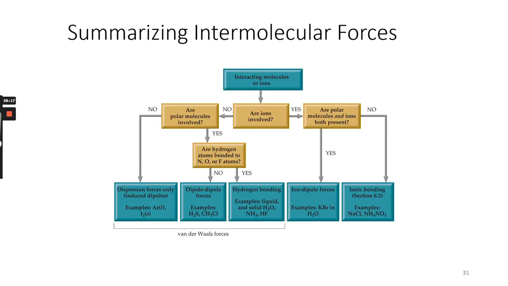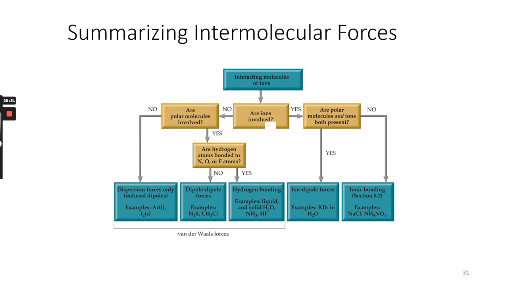So how do you know what type of intermolecular forces you're going to have? Well, you can follow this flow chart. You say to yourself, I have two molecules or ions. Are ions involved? If the answer is no, then you say, are polar molecules involved? If no, then you could only have dispersion forces. If you don't have ions, but there are polar molecules involved, then you have to see, is hydrogen bonded to nitrogen, oxygen, or fluorine? If no, then you have dipole-dipole forces and dispersion forces. Remember, dispersion forces are in all of these. If the answer is yes, then you have hydrogen bonding.